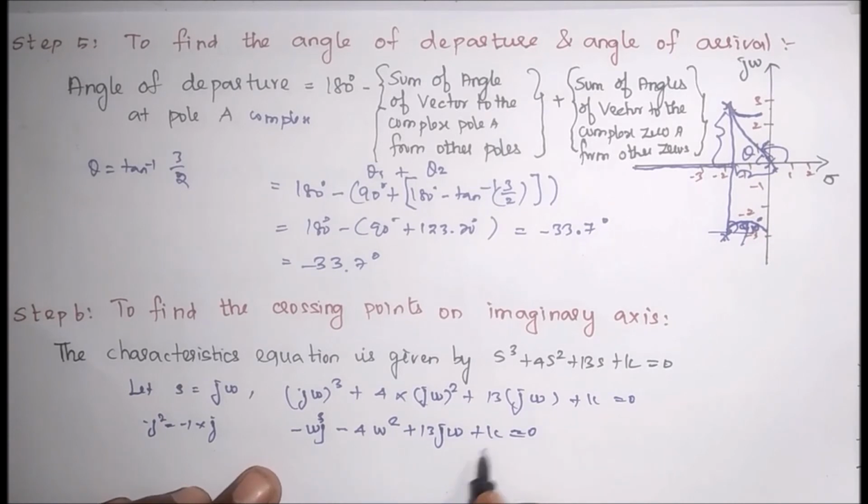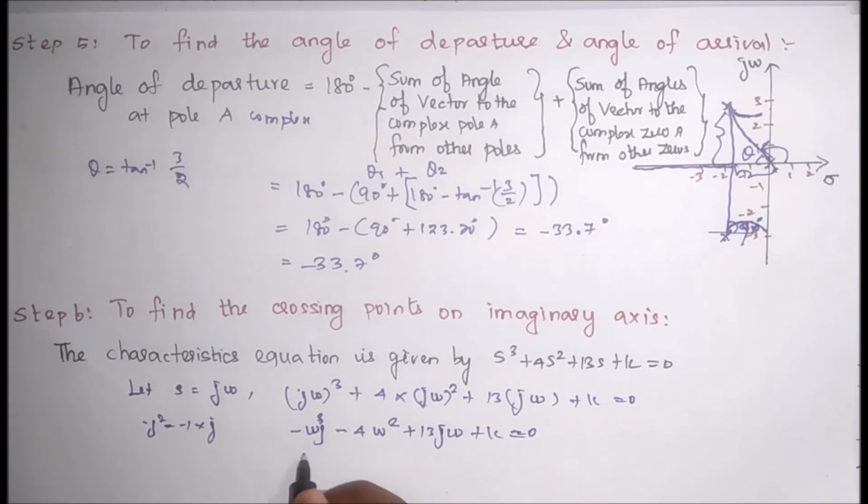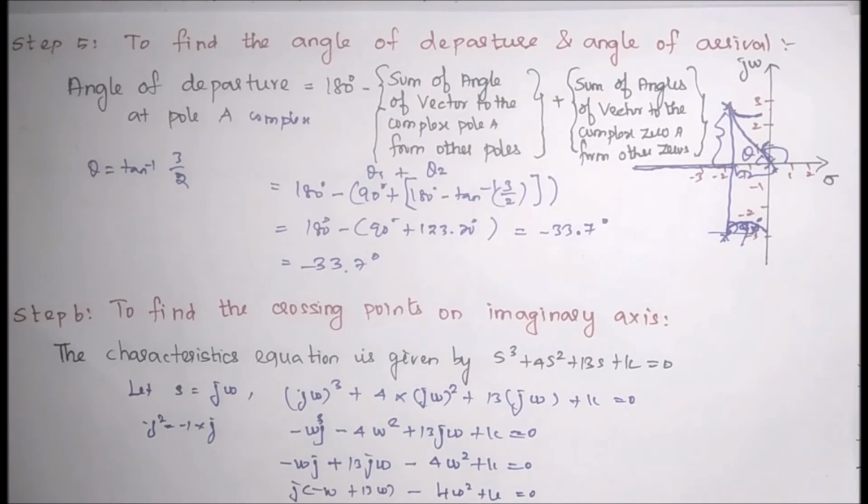So now what we have to do? We have to separate the imaginary and real values. Here the imaginary terms are minus omega cubed j plus 13 j omega. The real terms are minus 4 omega squared plus K equal to 0. We can take j outside. So this is the imaginary part, and this is the real part. Now imaginary part equal to 0, real part equal to 0.